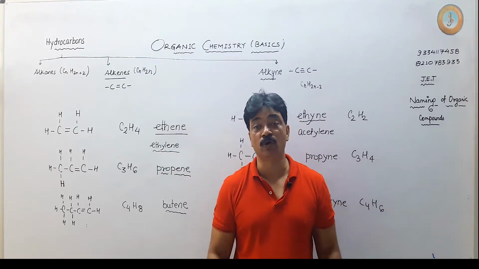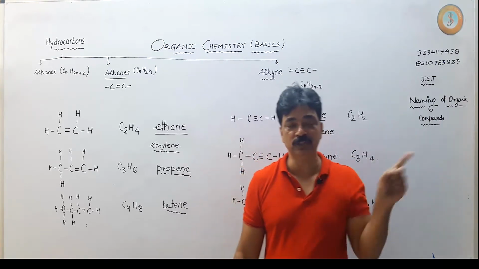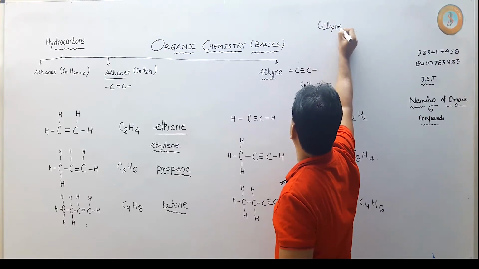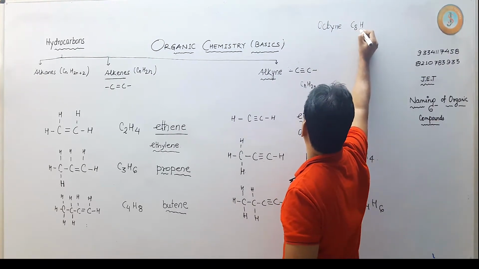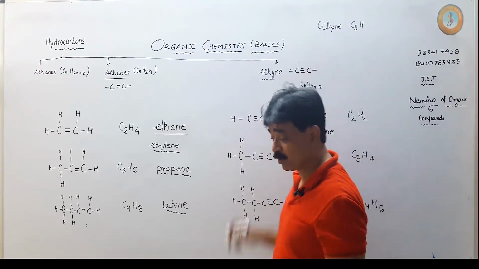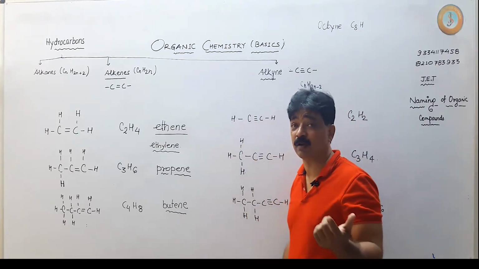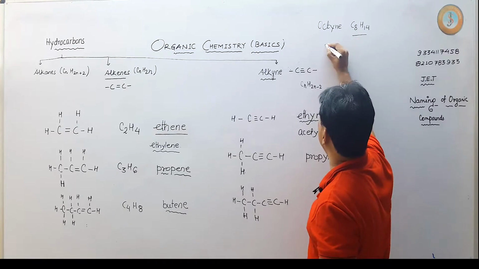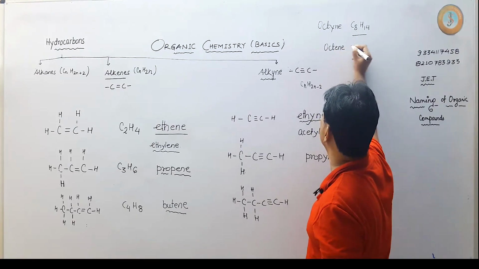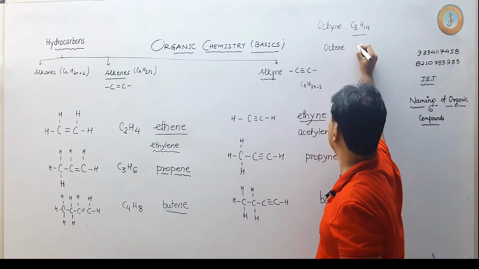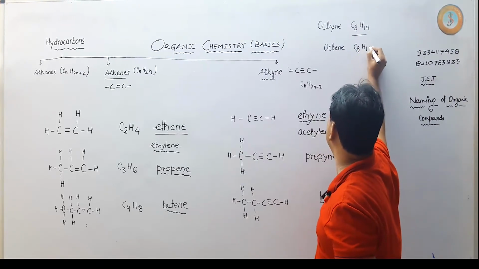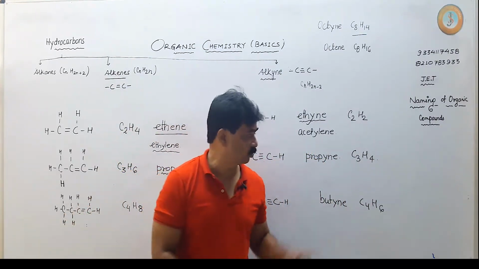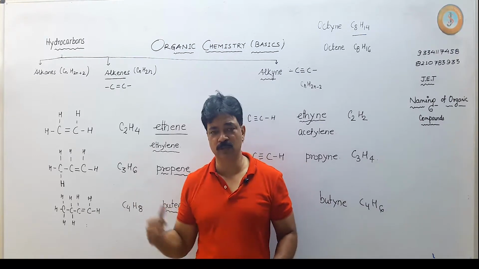Suppose somebody asks you octyne, so you have to think oct means 8, C8. Now H. Since there is YNE, the number of hydrogen atoms will be 2 less than double the carbon atoms. So double 8 is 16, minus 2, so C8H14. But if it was octene, then what happens? Ene means double bonded. So C8 and the hydrogen atoms will be just double. I want you to learn this. It's easy. Go through this and try to understand.